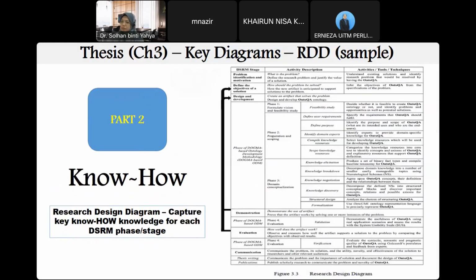This is another student of mine as well. He built the ontology development methodology based on the design science phases, okay, and then the activities on the right side, right?